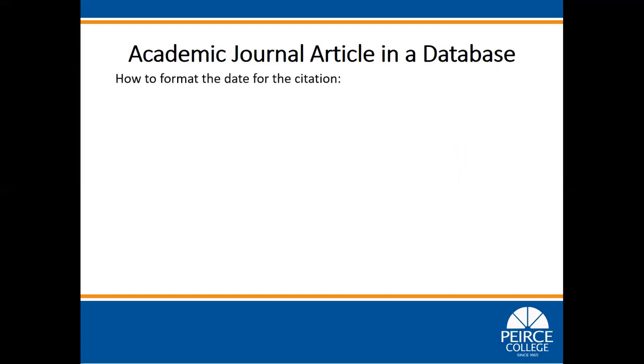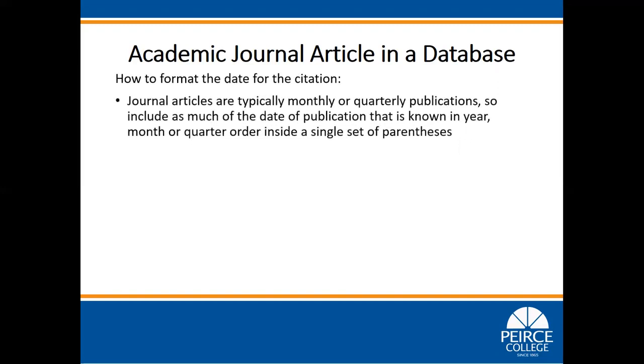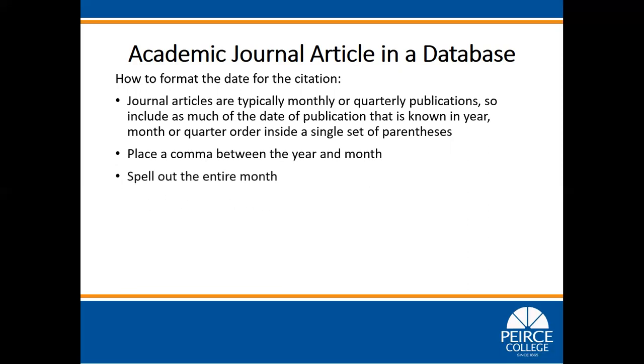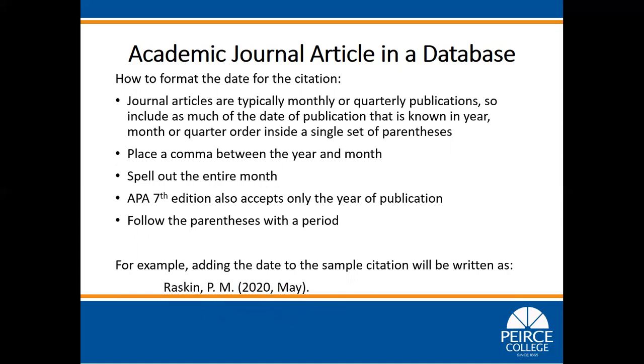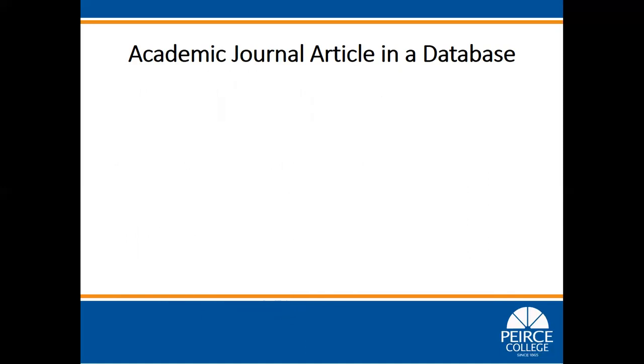How to format the date for the citation. Journal articles are typically monthly or quarterly publications, so include as much of the date of publication that is known in year, month, or quarter order inside a single set of parentheses. Place a comma between the year and month. Spell out the entire month. APA 7th edition also accepts only the year of publication. Follow the parentheses with a period. For example, adding the date to the sample citation will be written as (2020, May).